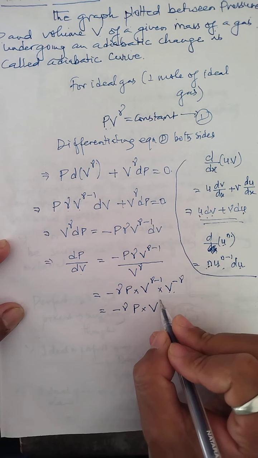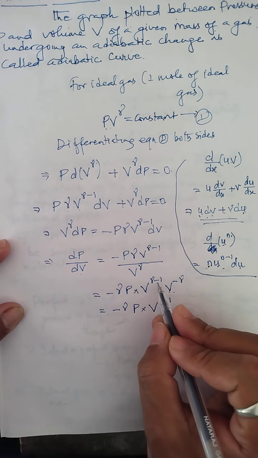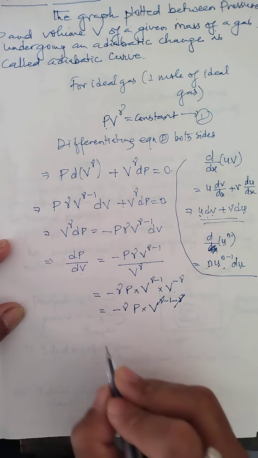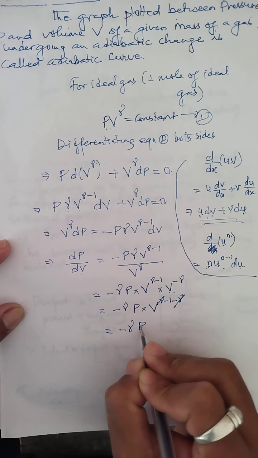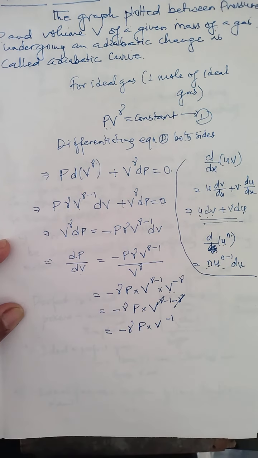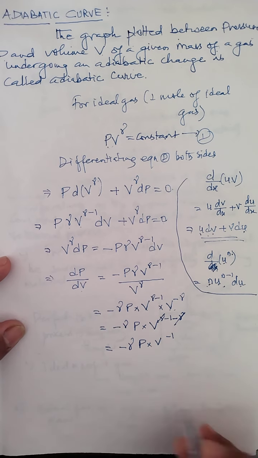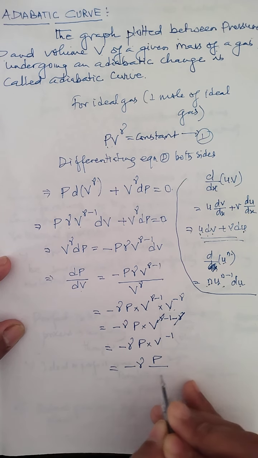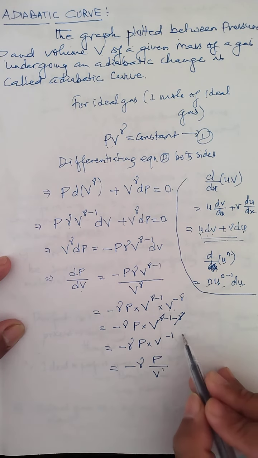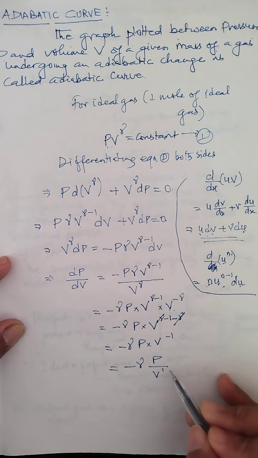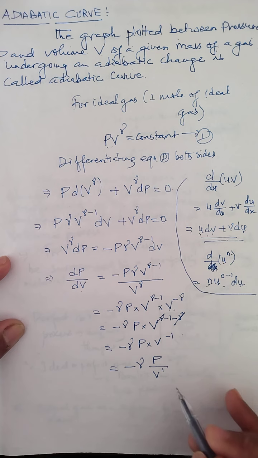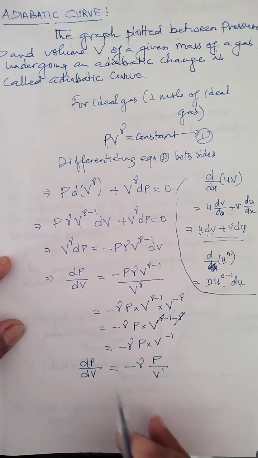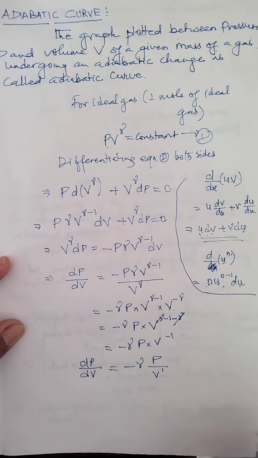So let me just add. It is gamma minus 1, plus minus gamma. So plus gamma and minus gamma cancel out. Now see, it is minus gamma P into B to power minus 1. But children, I write this relation by taking this B in the denominator. So I write minus gamma P by B to power 1, because B to power minus 1 equals 1 by B to power 1. Okay. So dP by dB equals minus gamma P by B.